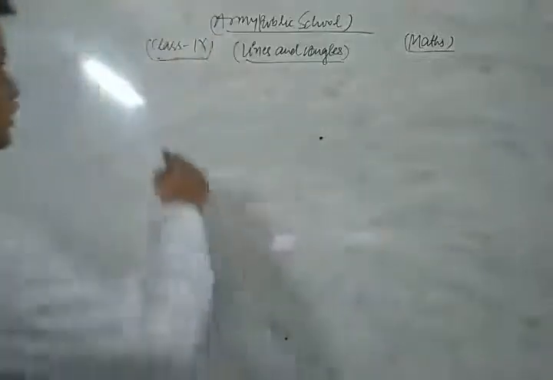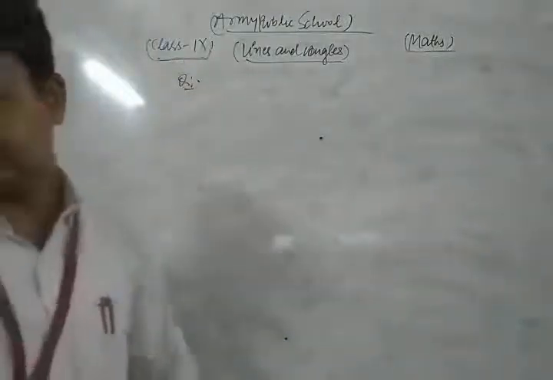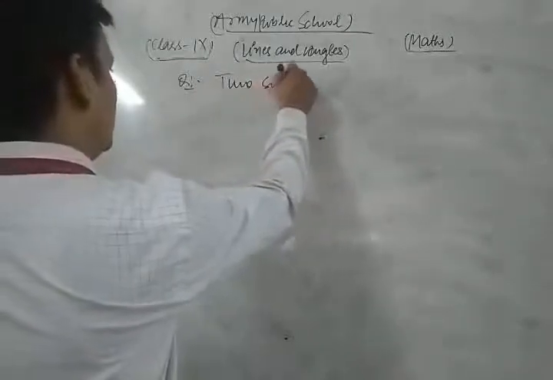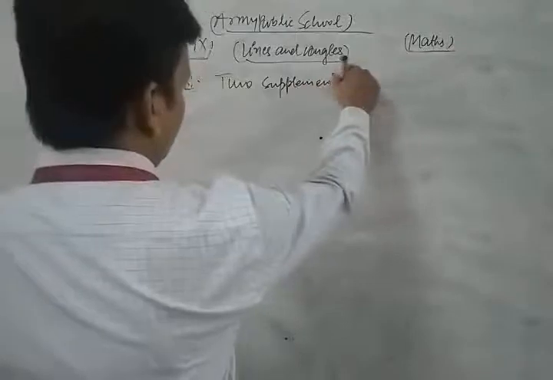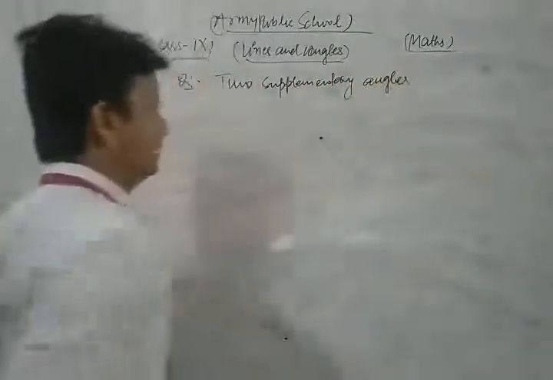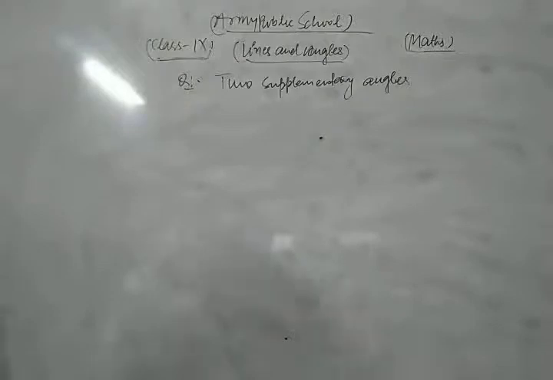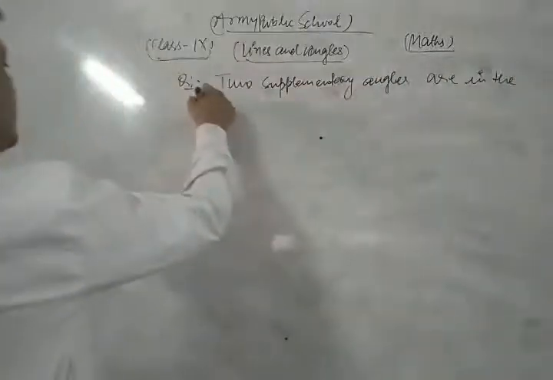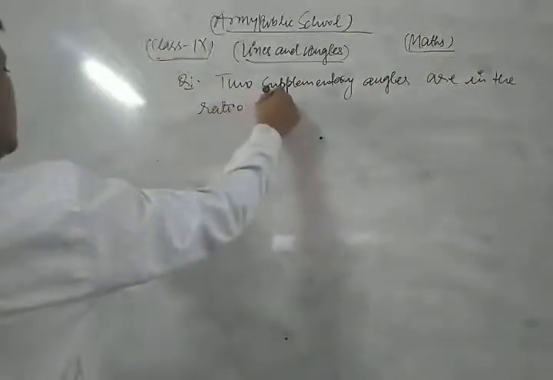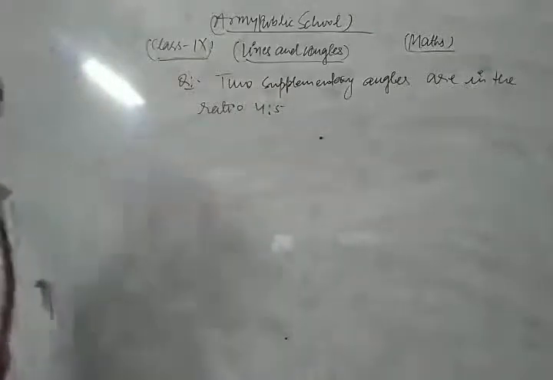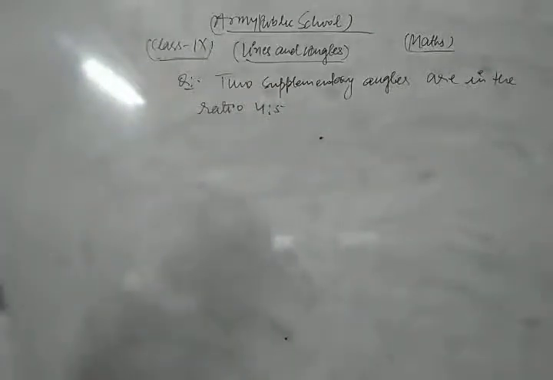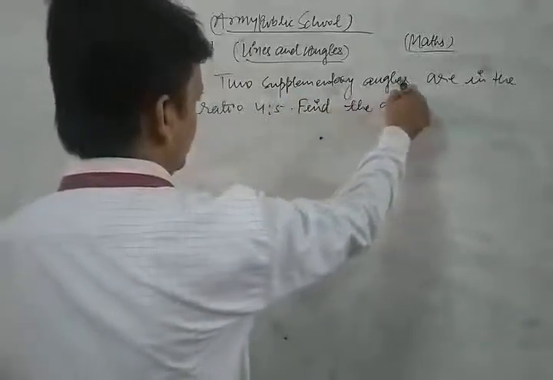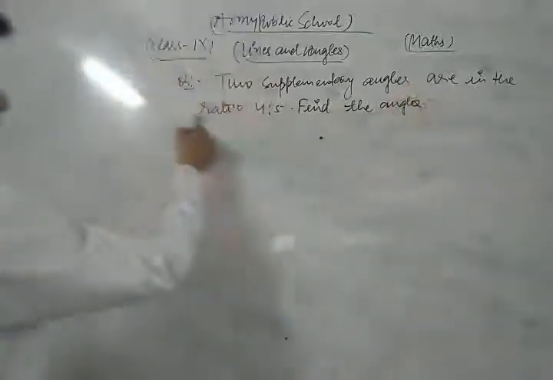We take and solve some important questions based on this topic, lines and angles. Your question is, two supplementary angles are in the ratio 4:5. Find the angles. Now let's see its solution.